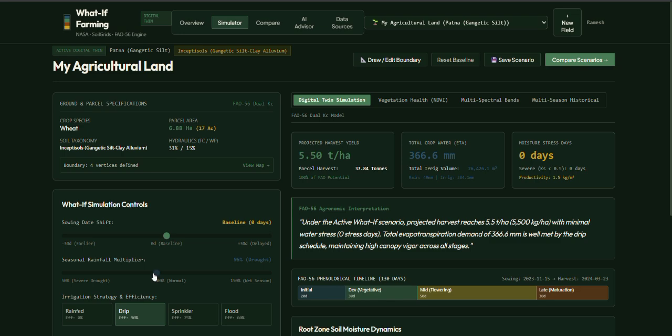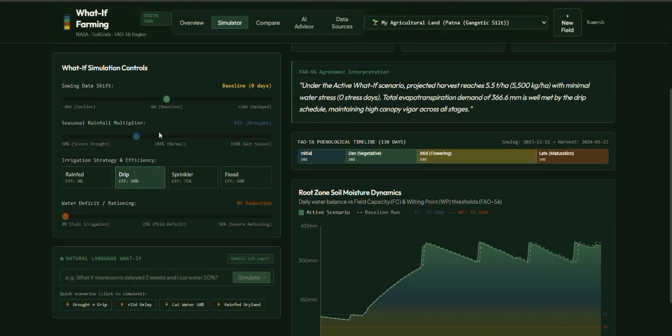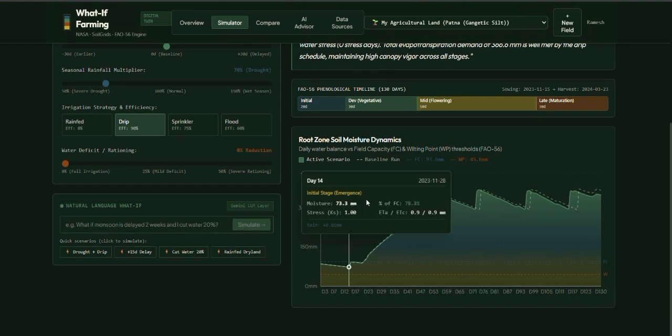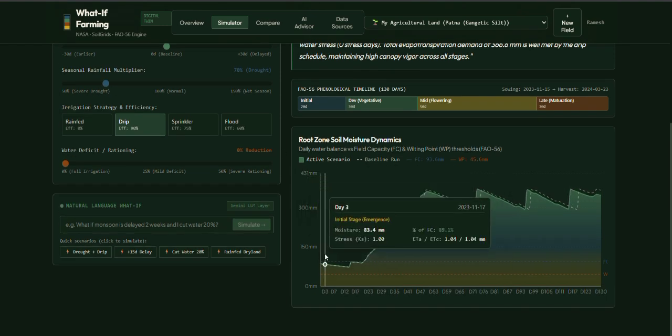And this chart is the season day by day: soil moisture rising with rain and irrigation, falling as the crop consumes it, bounded by field capacity at the top and wilting point at the bottom. Right now, my crop never comes close to that danger line.